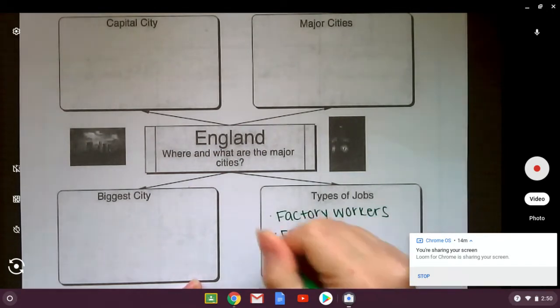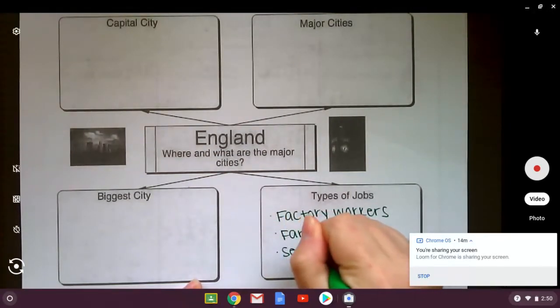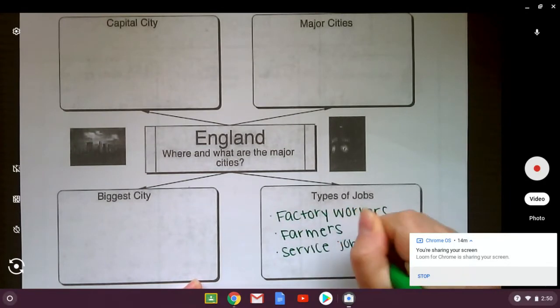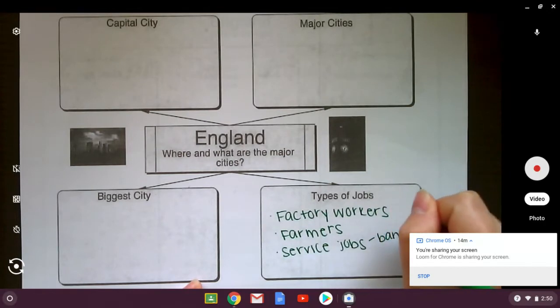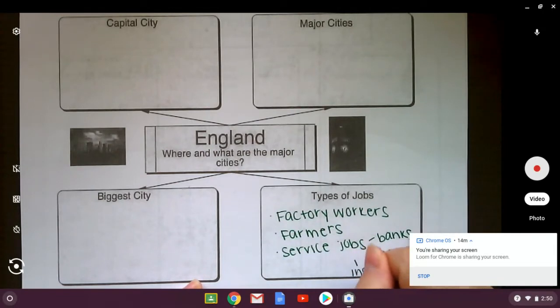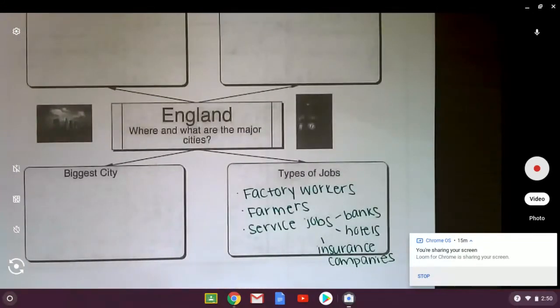So factory workers, farmers. There was also, it talked about service jobs. And I remember, there wasn't a picture about that, but I remember that includes working at banks, hotels, and insurance companies. There was also shops and museums, but I'm just going to list those three to save some space. Okay. Other service jobs may include working at hospitals too. Service jobs are pretty general. Okay, so again, if you need to pause the video to catch up, go ahead and do that.